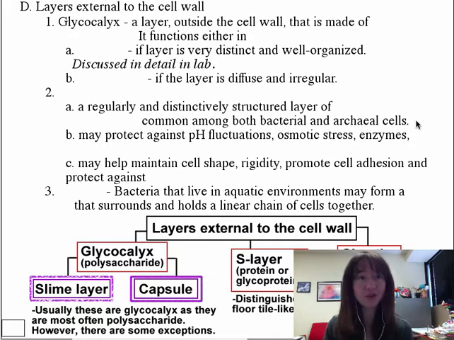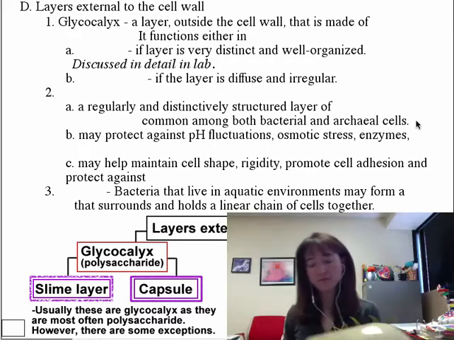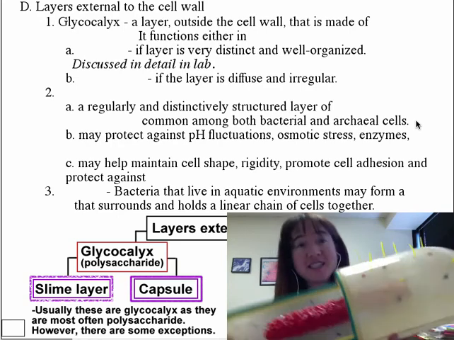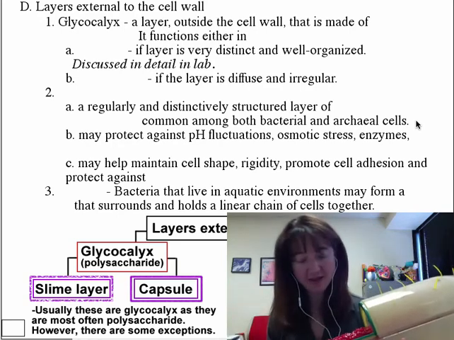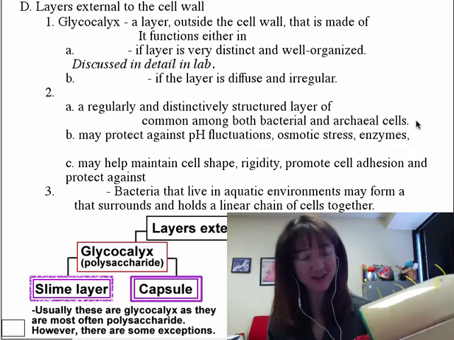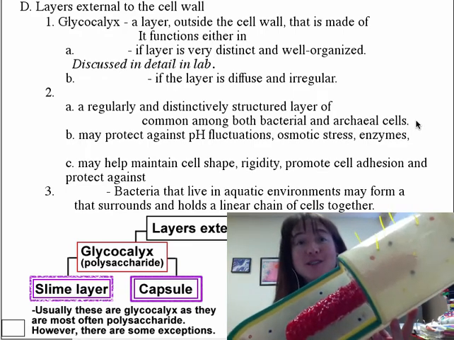We're now poised to move away from the cell wall and to layers that might be external to that cell wall. So hang on just a minute. I am going to grab a model and show you where we're talking about when we talk about external to the cell wall. So recall our good old trusty model. We should probably name this guy.